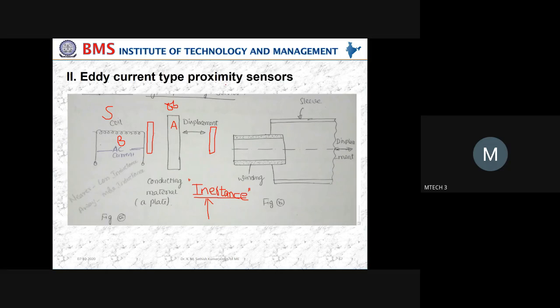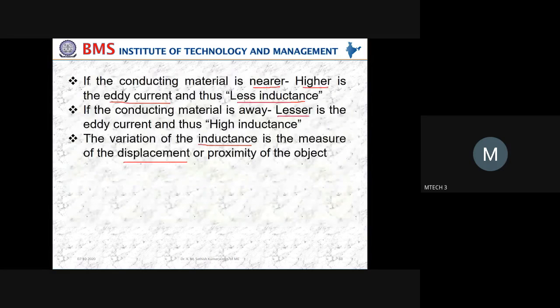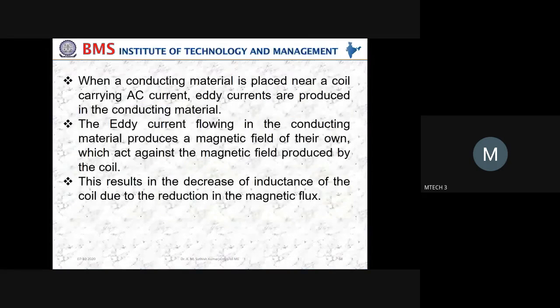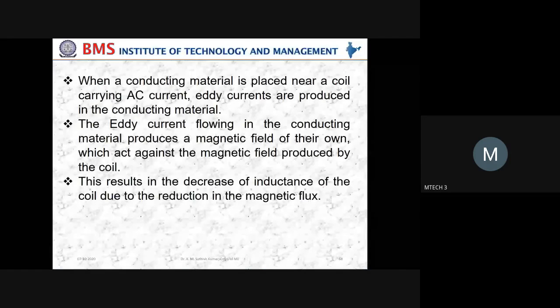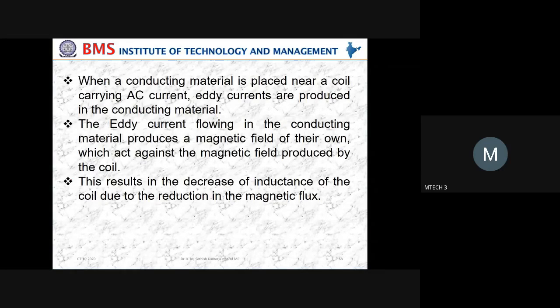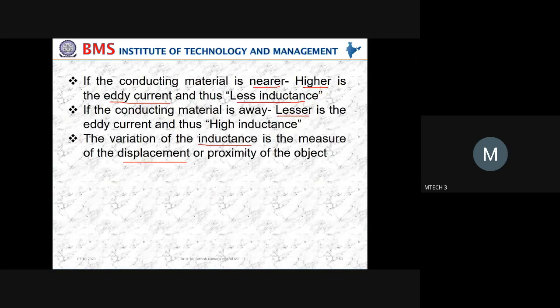Right, so now just observe here, there is a definition, a note. When a conducting material is placed near a coil carrying AC current, eddy currents are produced in the conducting material. The eddy current flowing in the conducting material produces a magnetic field of its own, which acts against the magnetic field produced by the coil. This results in a decrease of inductance. Now you just observe, this is very clear, very important. If the conducting material is nearer, higher is the eddy current and thus less inductance. If the conducting material is away, lesser is the eddy current and higher is the inductance.